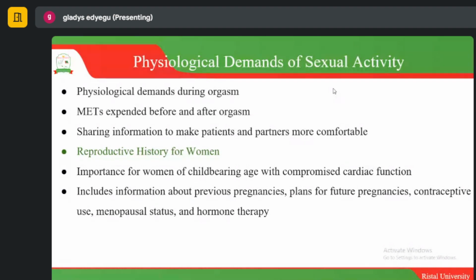Then reproductive history for women. So we want to look at women. How does this affect women's reproductive life? So importance for women of childbearing age with compromised cardiac function. This information is very important to women. So when you talk to them, they will be able to understand that even if I don't have a child, it is okay. But also, this my life is very important, because when they end up having children, they end up producing very many children and so forth, they end up reducing their lifespan because the heart is overworked.